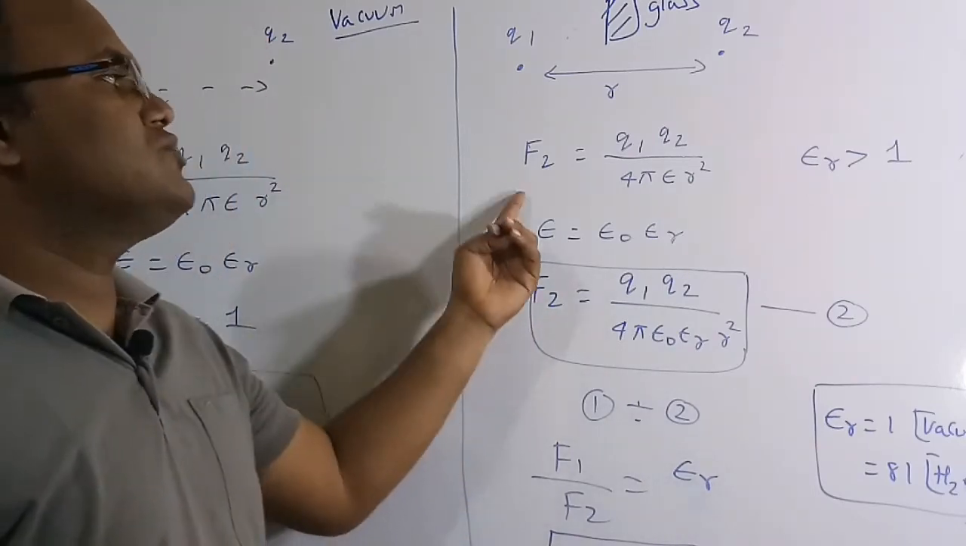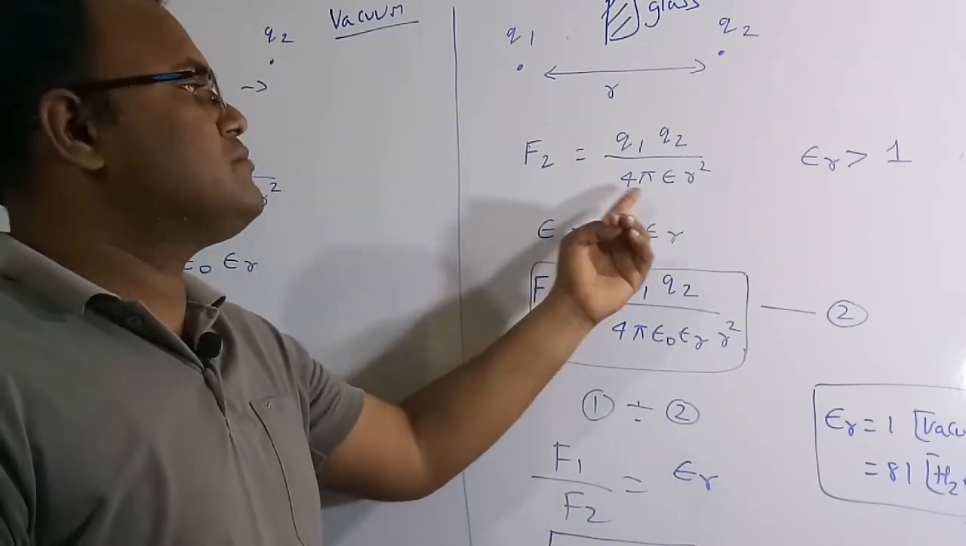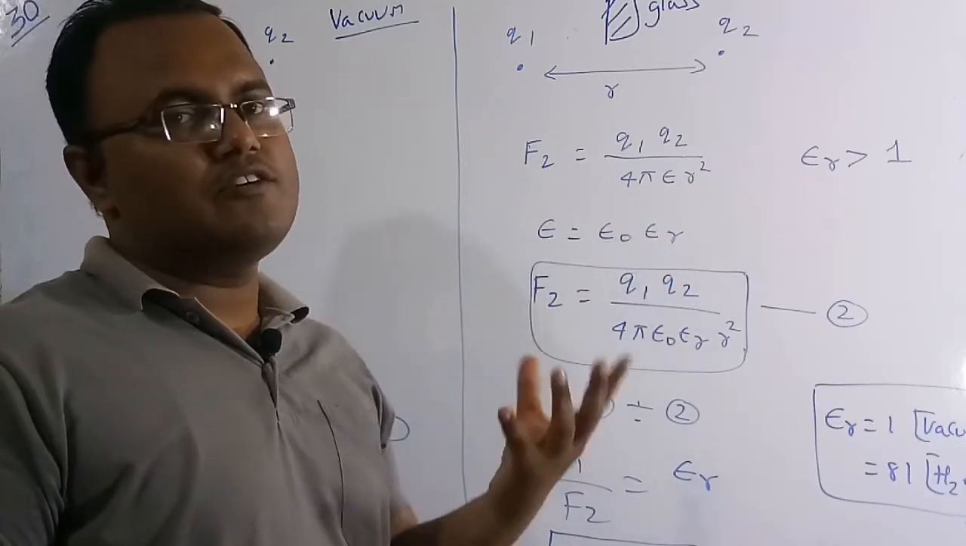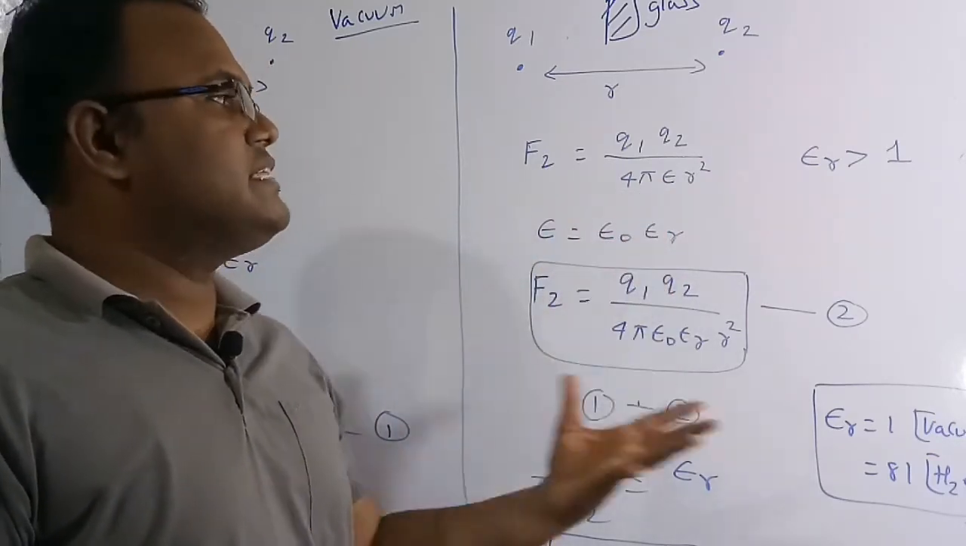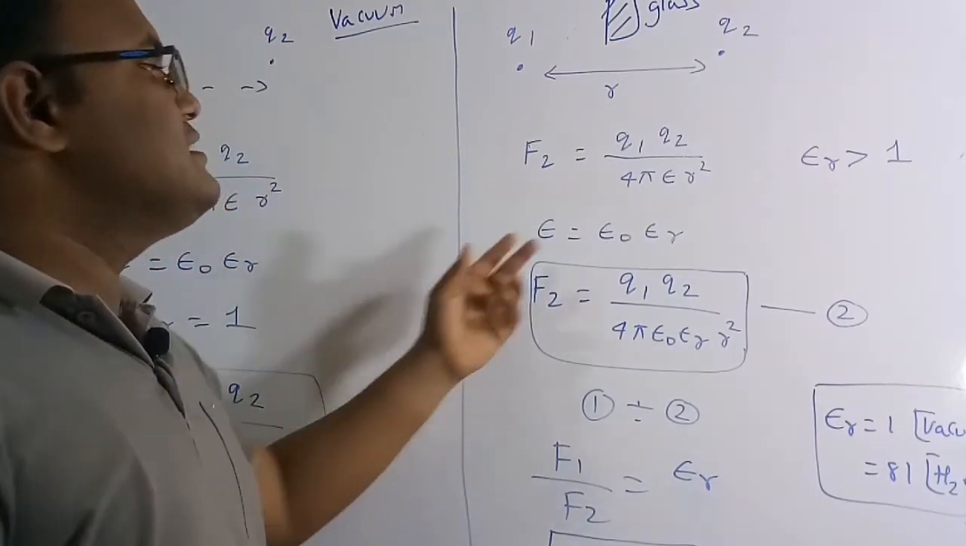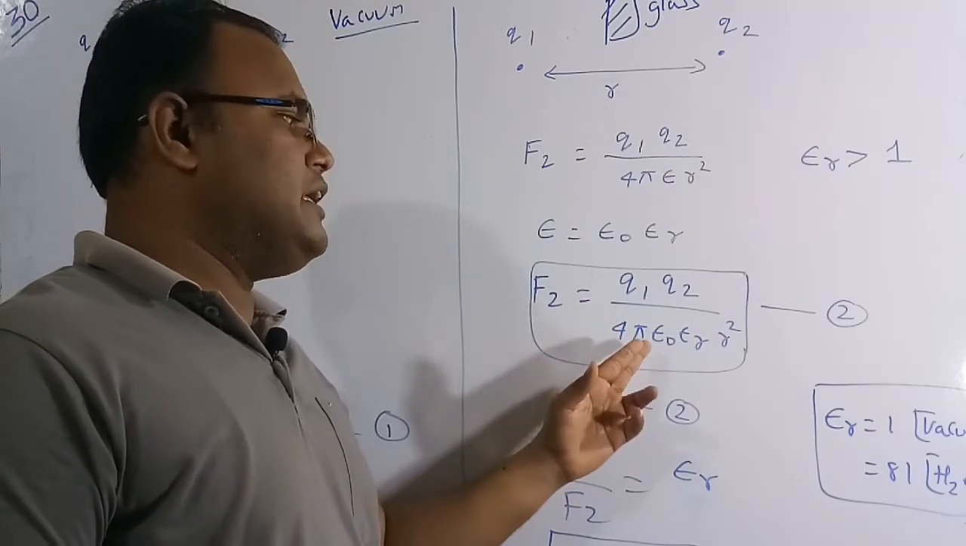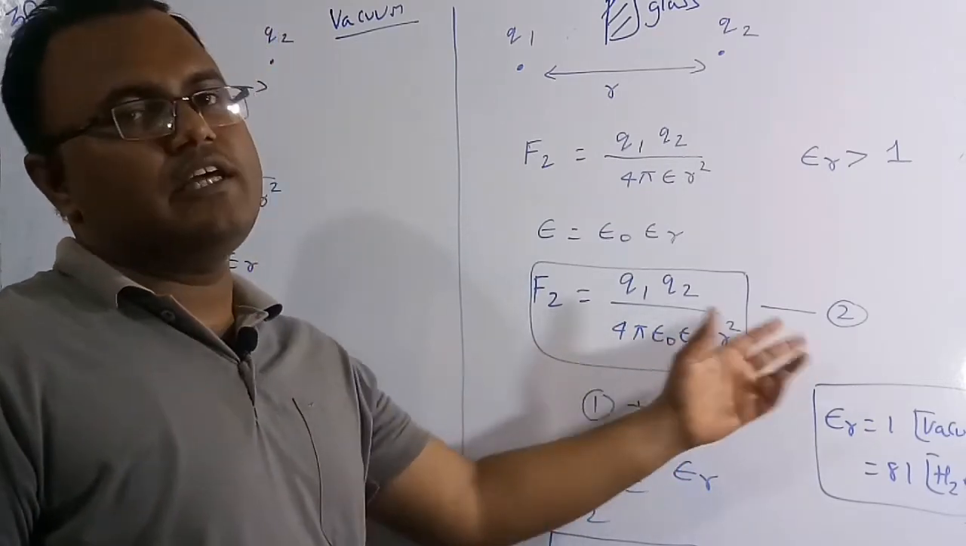Now what is the amount of force? Let me assume the force is equal to F2, which is q1 q2 by 4 pi epsilon r square. Now epsilon is equal to epsilon naught into epsilon r. Here epsilon r is not equal to 1 because it is a slab, it is greater than 1. Substituting this here, we get F2 is equal to q1 q2 by 4 pi epsilon naught into epsilon r into r square. This is equation 2.